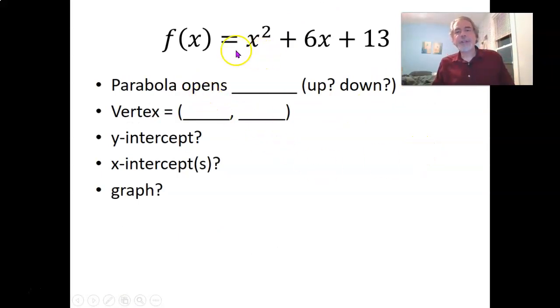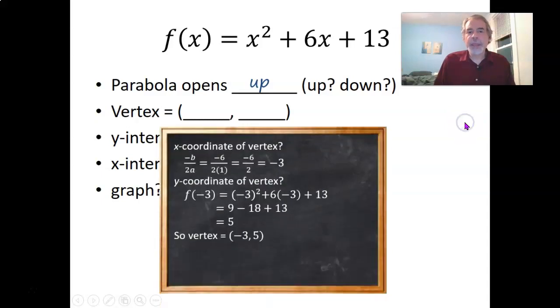First, the graph of this function would be a parabola that opens up, because it's a positive x squared. Now, what about the vertex? If we use that little formula, the x-coordinate of the vertex is negative b divided by 2 times a. For this function, a is 1, b is 6, and c is 13. So negative b over 2a is negative 6 over 2 times 1, so negative 6 over 2, negative 3.